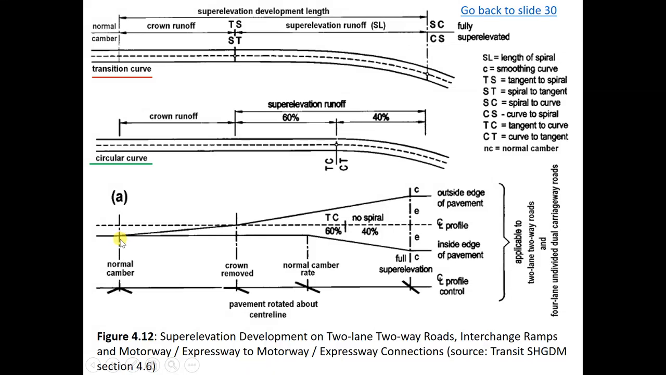The edge height is below, and then it rises to the same level as the central line. So we know this position of the pavement, the lane is like that, and then the full elevation happens at the SC.